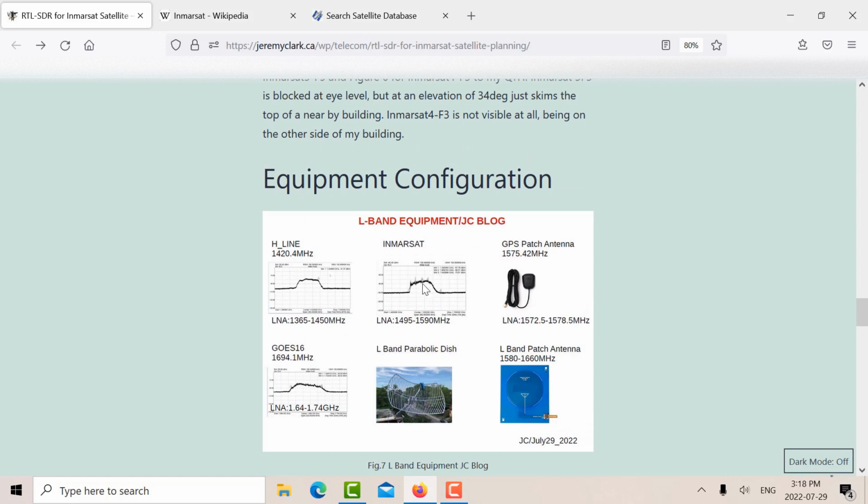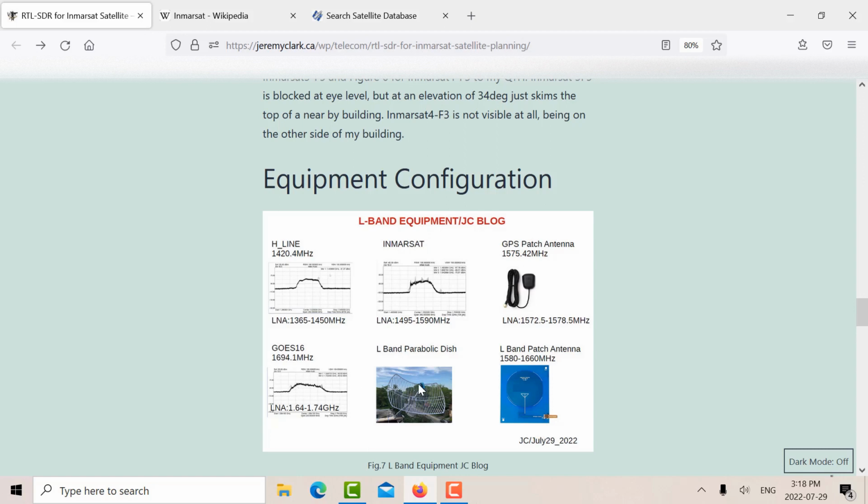And this is a list of the equipment that I have so far for L-band. I've got an LNA for the hydrogen line at 1420. I have an LNA now for Inmarsat. I bought one just in case I couldn't use the other stuff. I got a GPS patch antenna that works at 1575.42. It's a very narrow band. I think it's only about 6 megahertz in width. I've got an LNA for GOES 16.